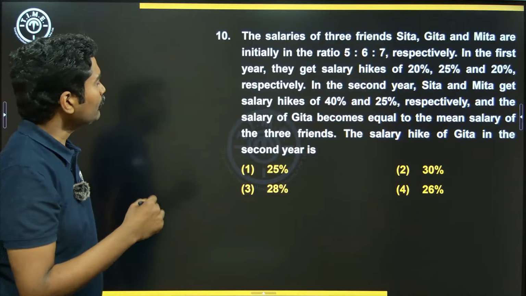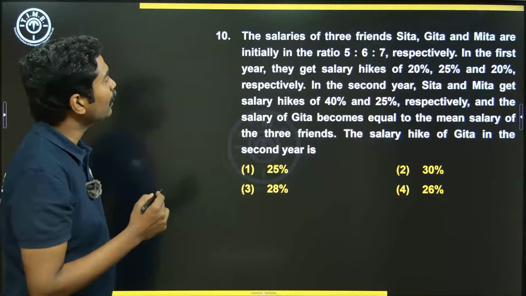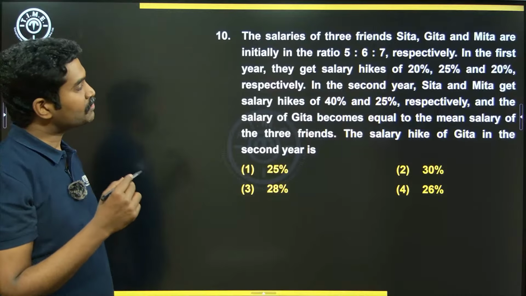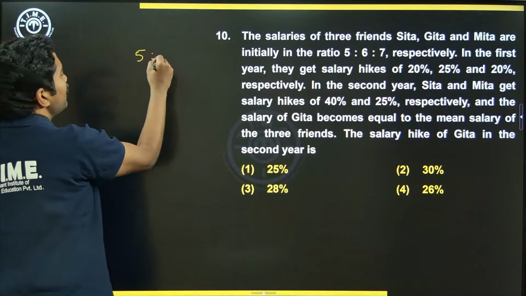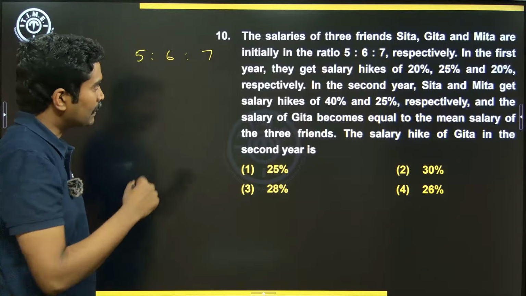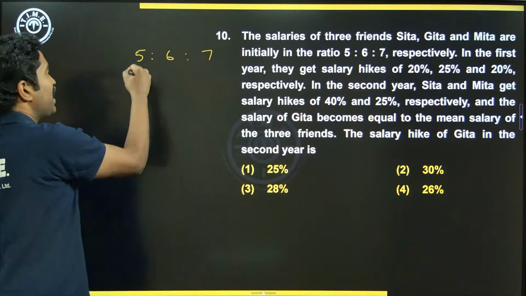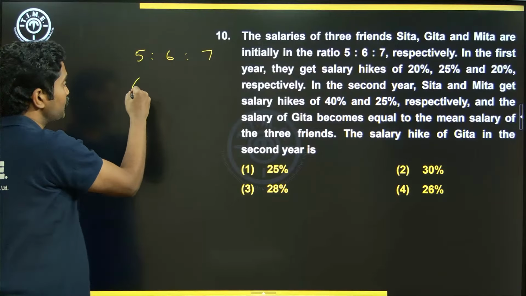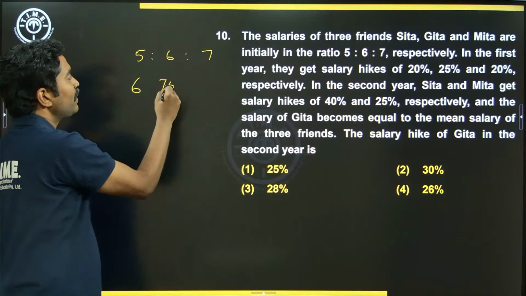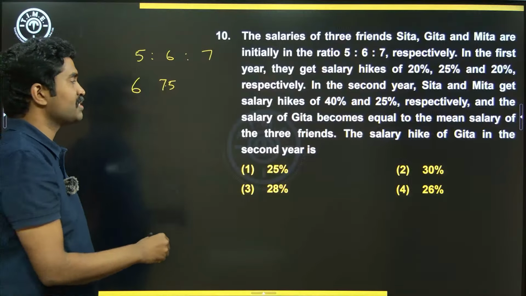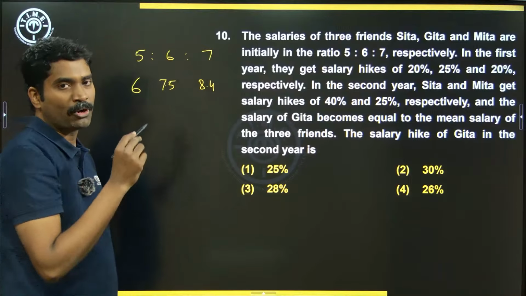Next question, guys. The salaries of 3 friends, Sita, Geeta, and Mita, are initially in the ratio 5:6:7 respectively. Any real figures? No, no real figures. Okay, let their salaries be 5, 6, and 7 only. In the first year, they get salary hikes of 20%, 25%, and 20%. 5 increased by 20%, 5 into 1.2, 6. 6 increased by 25%, 6 into 1.25, 7.5. 7 increased by 20%, 7 into 1.2, 8.4. Those are the new salaries, 6 rupees, 7.5 rupees, 8.4 rupees.